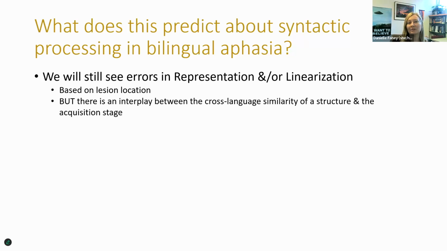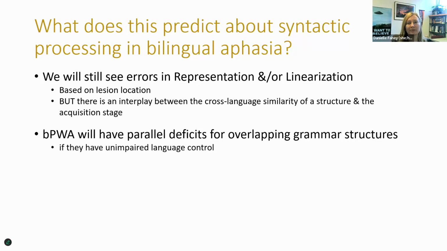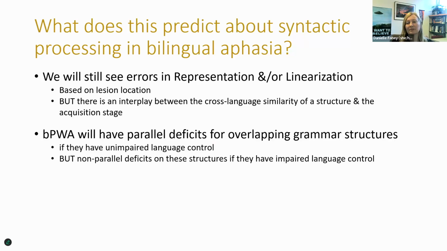So I'm going to focus on the second to last stage because that's where we're going to see most people who are bilingual. So what would we expect kind of within the individual? We might expect that a bilingual person with aphasia will have parallel deficits or overlapping grammar structures if they have unimpaired language control, but non-parallel deficits on these structures if they have impaired language control, right? So inability to equivalently access or process similar structures.